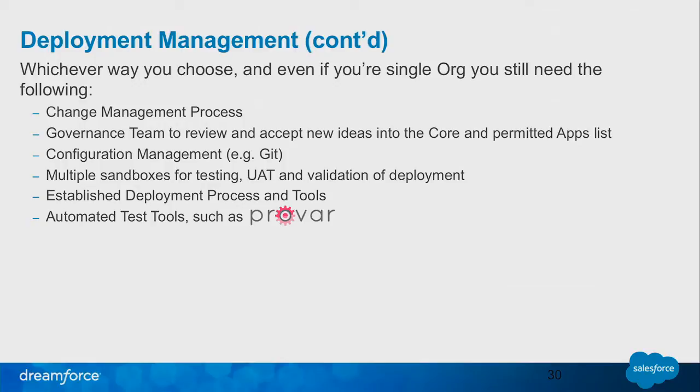Even if you're doing either of those options, and even if you're a single org, you still need certain other processes in place. You need a change management process. You need a change management team to decide what goes into that core set, whether it's the config repository or the managed packages. You also need a governance team to review and accept those ideas into the core. Make sure that you're not duplicating something. Make sure it's not a variation on something you've already written. And make sure they're managing which apps they're permitting to be installed to those orgs.